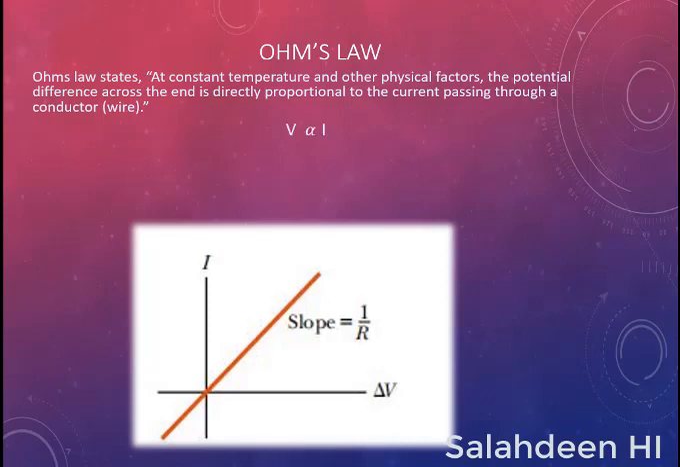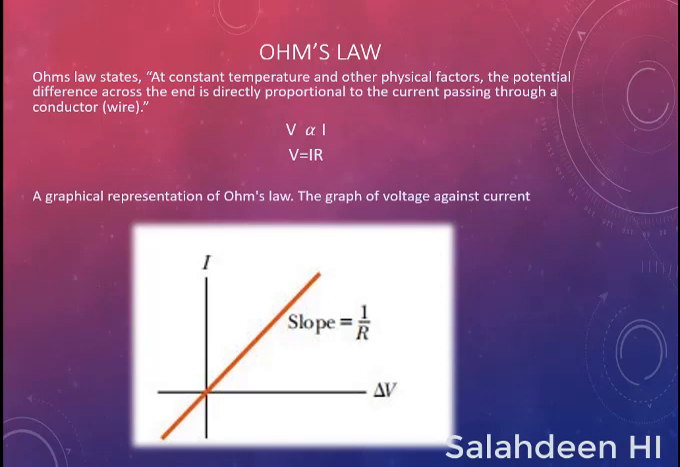Now, from Ohm's law, the potential difference is directly proportional to the current, which is equal to what? IR. When you remove the sign of proportionality there, it becomes V equals IR. And the I there stands for the current, which is what? A constant. Now, the graphical representation of Ohm's law, the graph of voltage against current, which we have talked about.